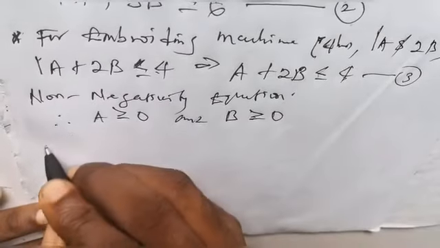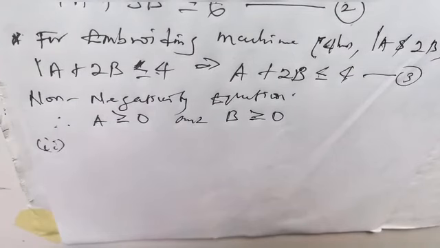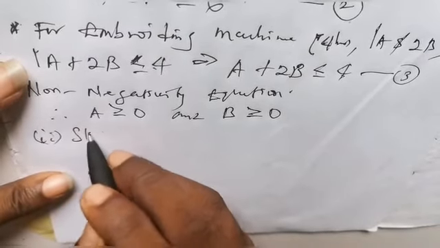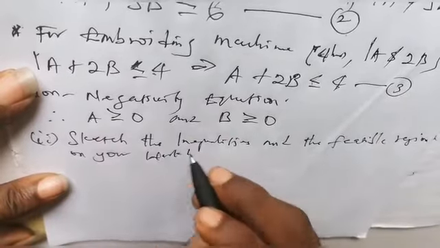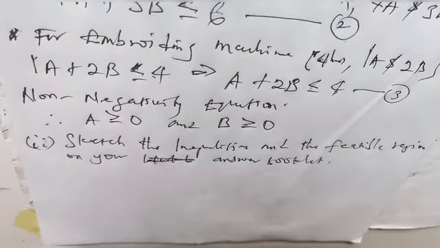So the second question says, sketch the inequalities and sketch the feasible region on your answer booklet. So we are asked to sketch the inequalities and the feasible region. That is the second question. Now, this is quite easy to be done. The first thing to do is you pick out the constraints and consider boundary conditions to obtain the values of the production units A and B.